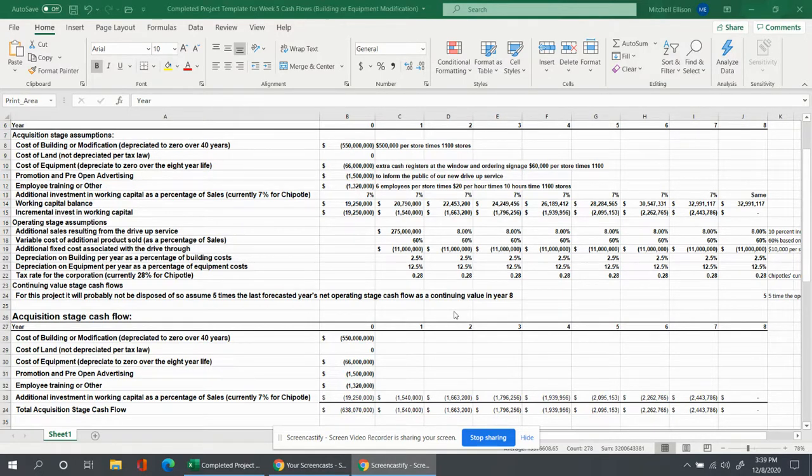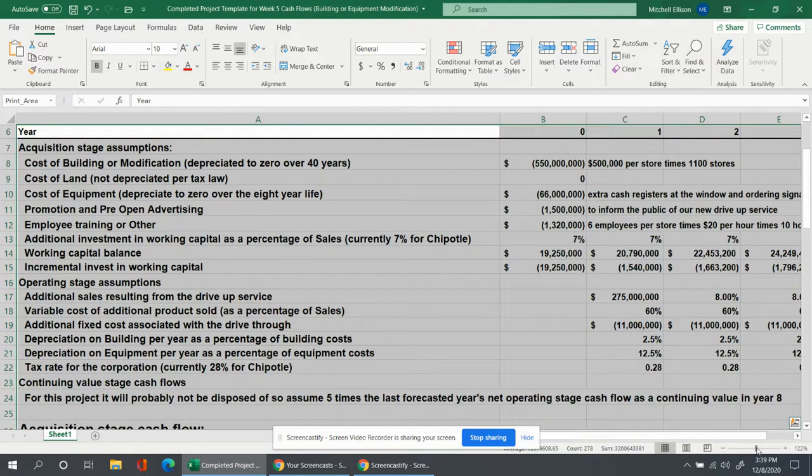What I have here in this spreadsheet is an illustration of Chipotle putting in drive-throughs at 1,100 of its stores at an average cost of $500,000 a piece. Let me make this a little larger so that you can see this. So in the acquisition stage cash flow, again, this would be year zero, you would spend $500,000 per store times 1,100 stores, $550 million to do that.